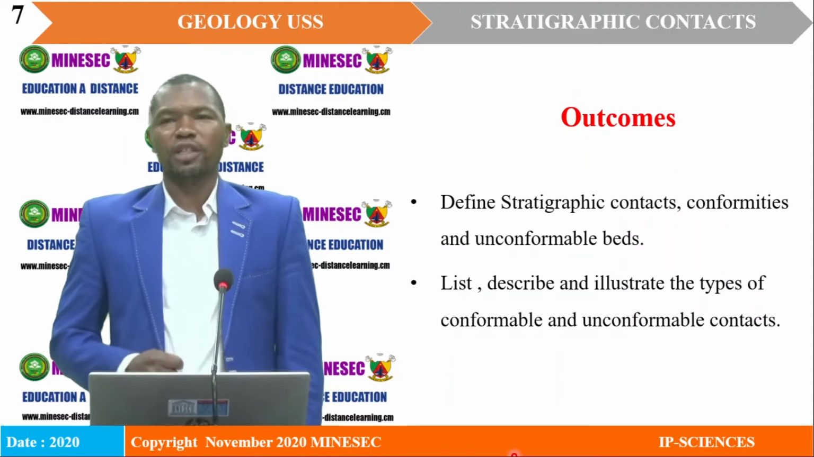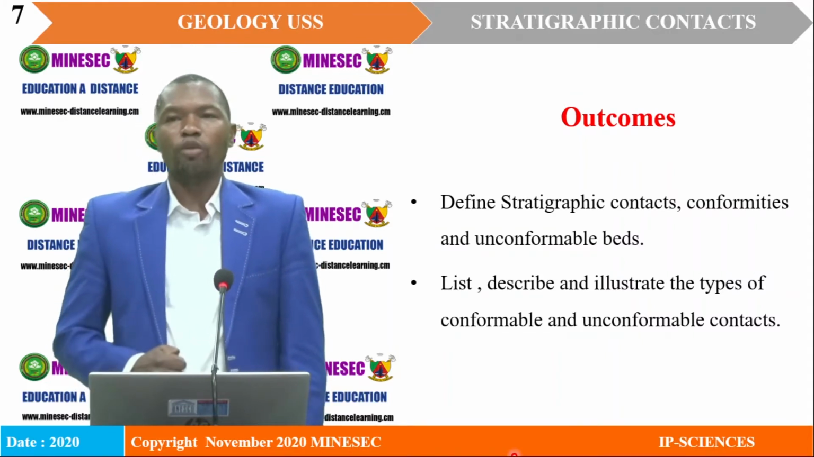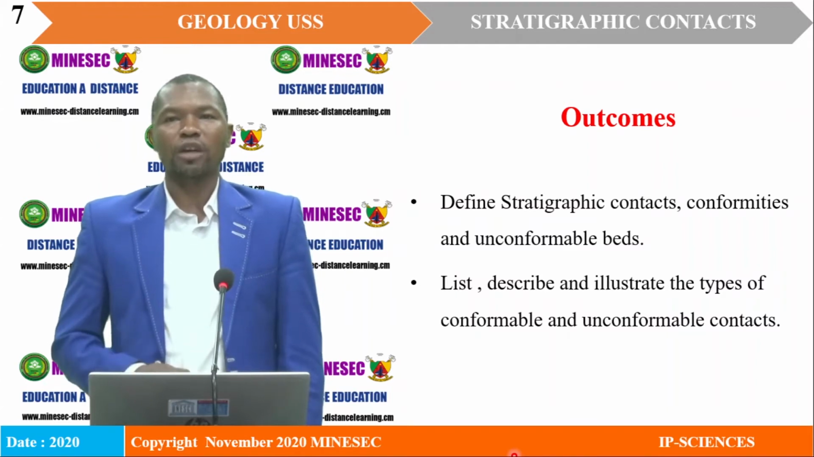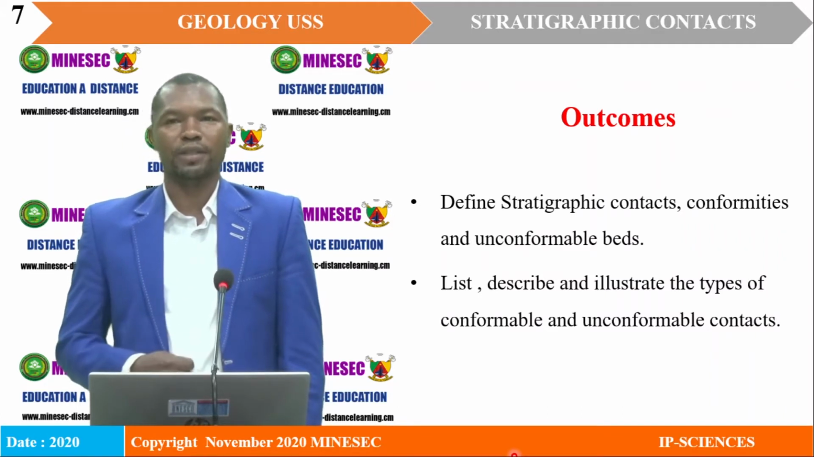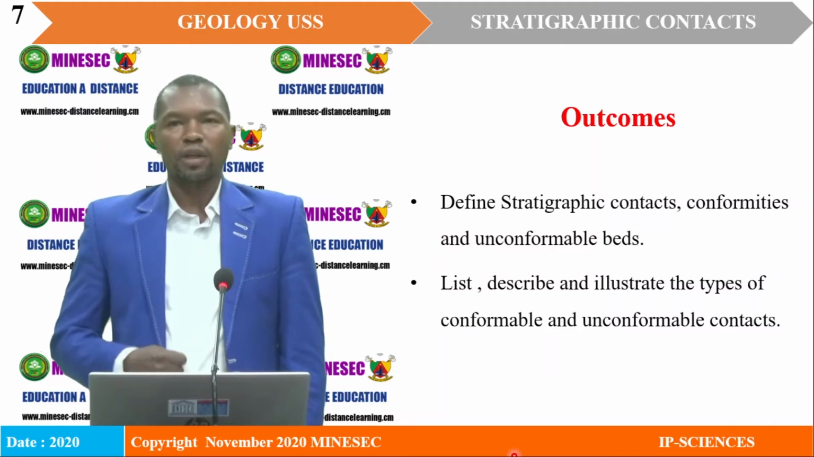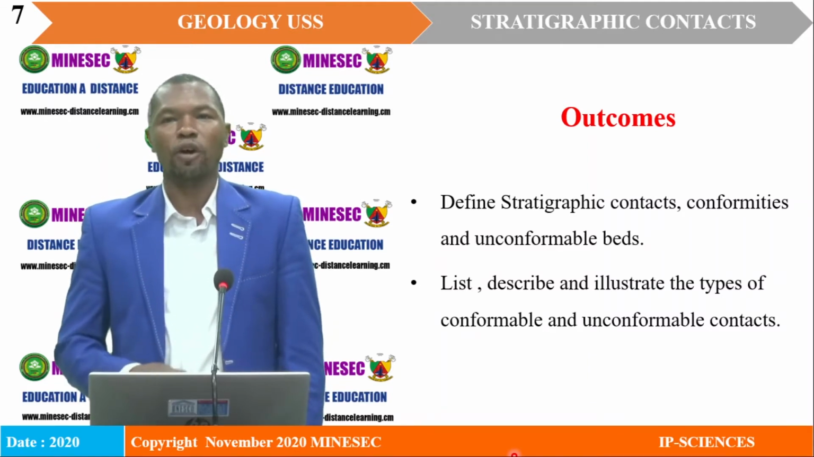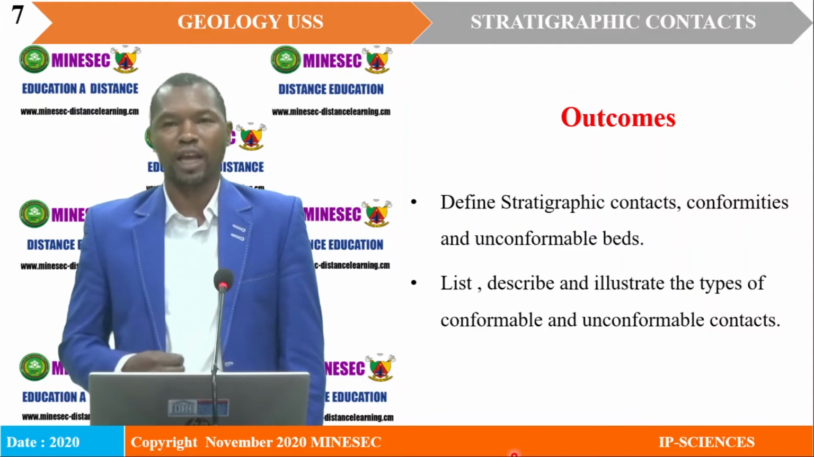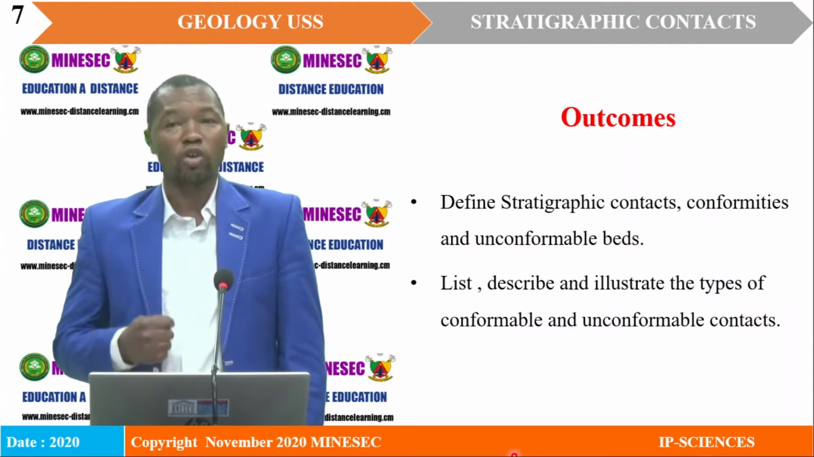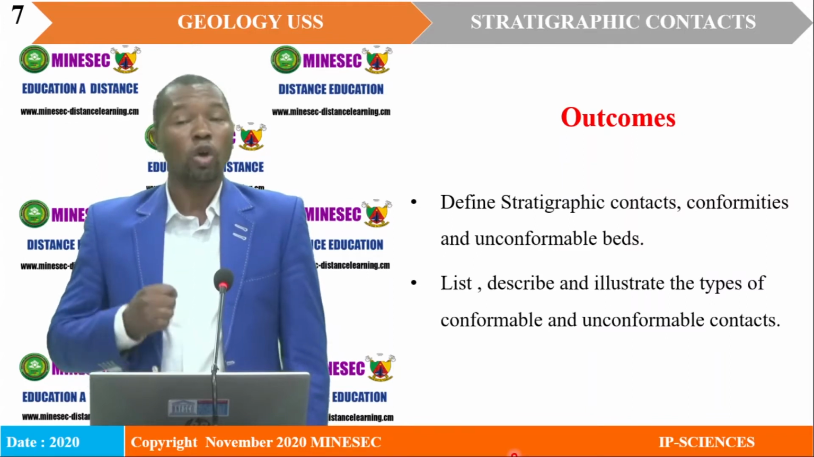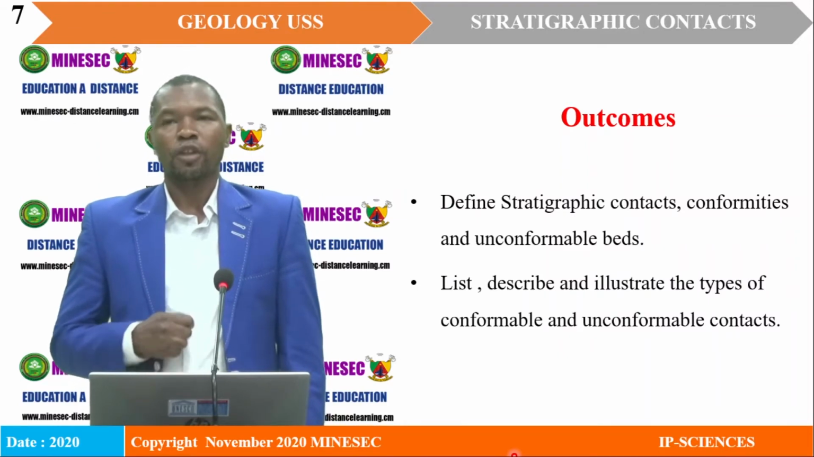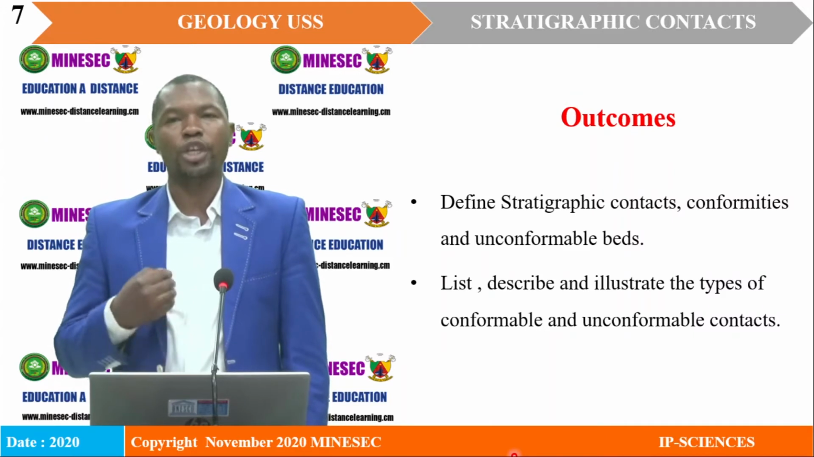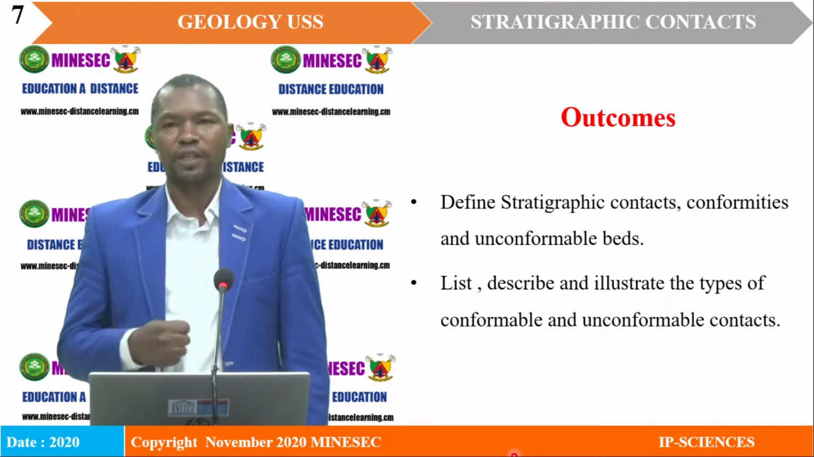The outcomes of this lesson require that we will be able to define stratigraphic contacts, conformities, and unconformities at the end of our lesson. We will also be able to list, describe, and illustrate the types of conformable and unconformable contacts. Take note that we are dealing with conformable beds and unconformable beds, as well as conformable contacts and unconformable contacts. You take note. These are the different aspects and values we shall be required to attain at the end of this lesson.